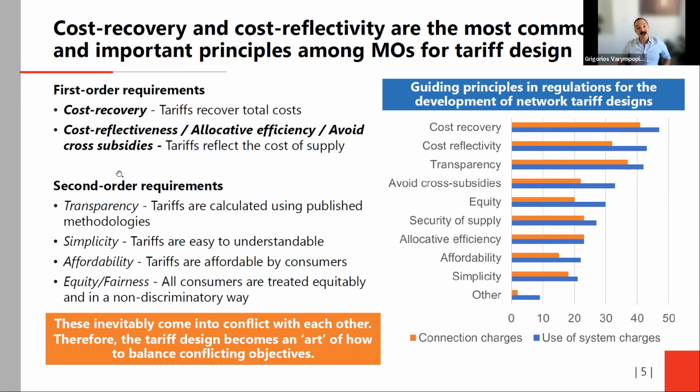So the tariff design becomes more of an art of how to balance these conflicting objectives, depending on the nature of the system, the circumstances, the economic conditions in the country, the signals that you want to pass, and in which areas you can do some compromises and improve the signals in other areas. So there is not one approach that fits all, but there has to be judgmental thinking when we are designing the tariffs to balance these conflicting objectives.